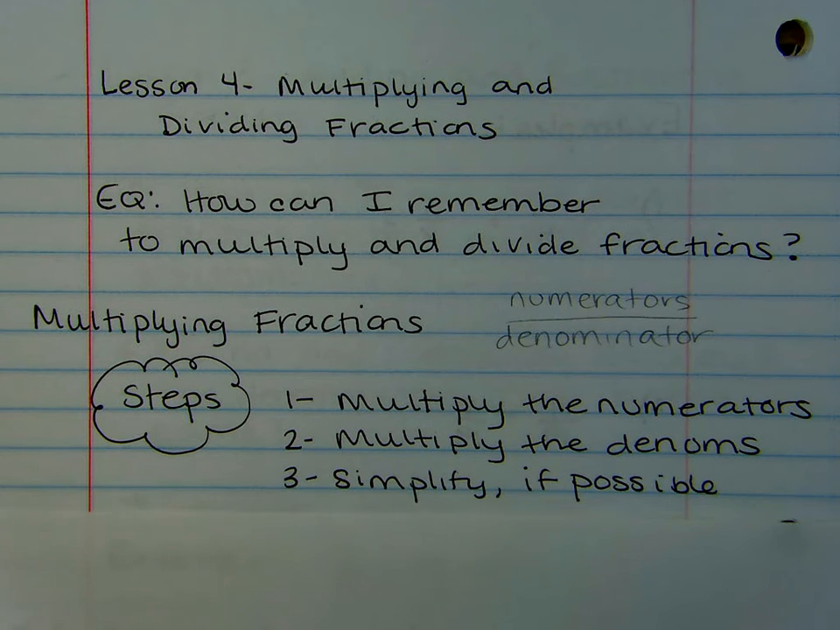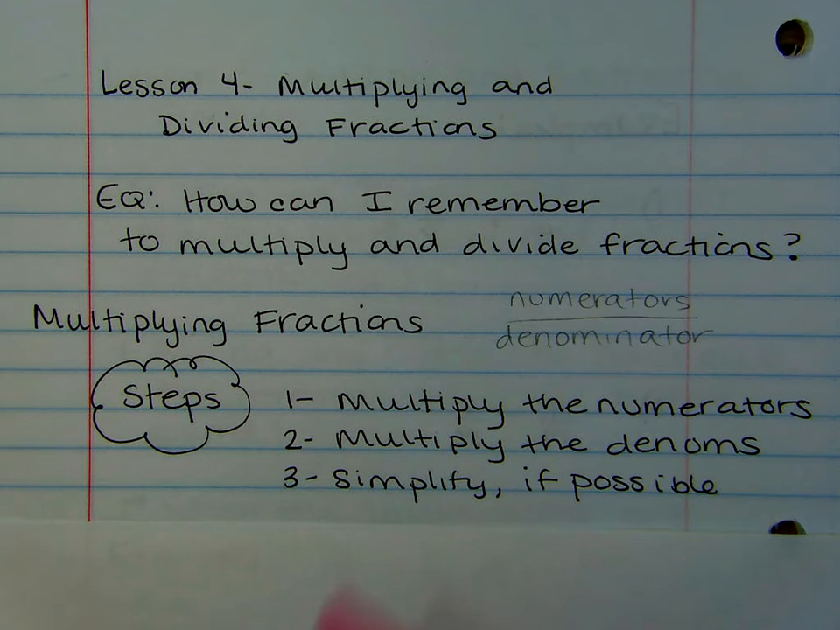Now my third step in this is to simplify if possible. We always want to make sure that any fraction that we have is always written in its simplest form. So we need to make sure that we always check to see if it actually can be simplified. And if it can, because they won't always be able to, go ahead and simplify it. Now, once again, if you need to pause this video at any point in time so you can get these notes written down, please go ahead and do that.